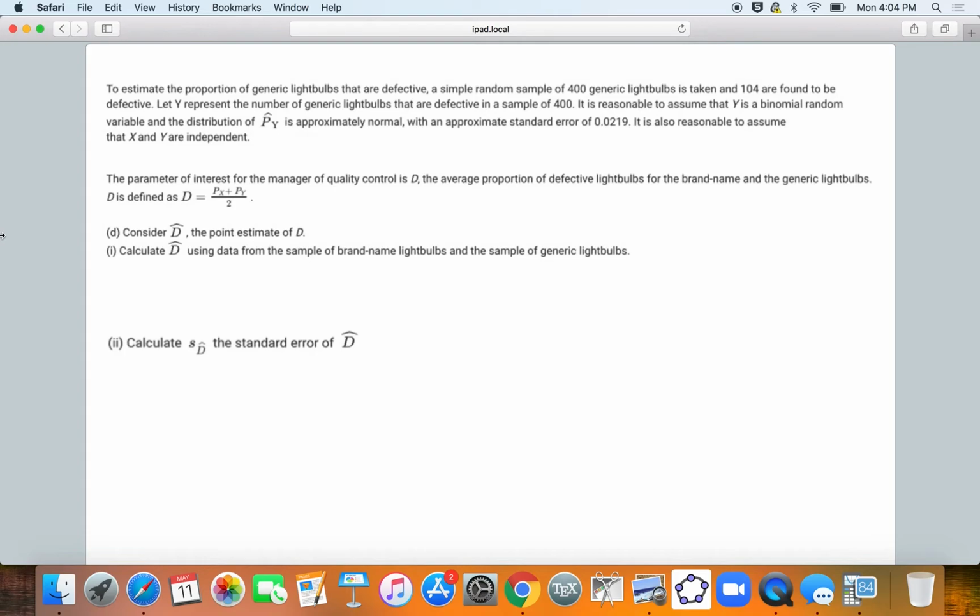So D hat is then our proportion of defective brand name light bulbs, 0.11, plus our proportion of defective generic light bulbs. I'm going to call that p hat y, which is 104 out of 400, which is 0.26. So 0.11 plus 0.26 divided by 2. And our answer is 0.185.